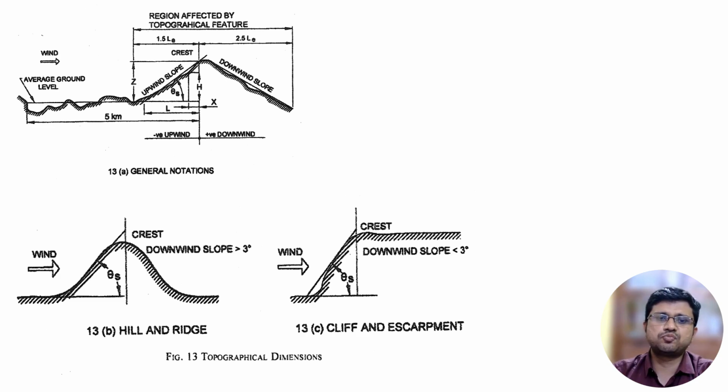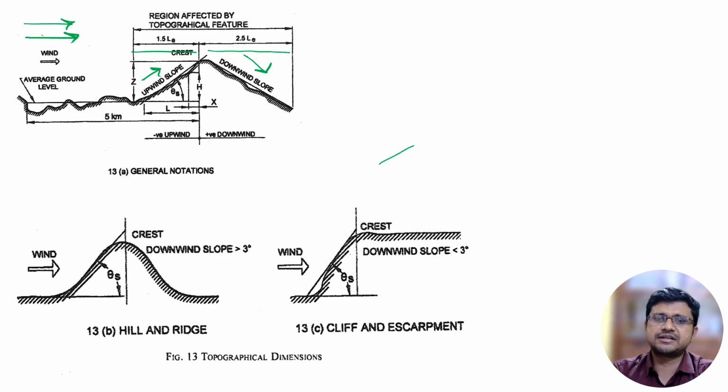So now again, if we look at this picture, here wind is coming from this direction. This is the direction of wind. This is the upwind slope and this is the downwind slope. So the region affected by the topographic feature will be 1.5 LE in the upwind direction and 2.5 LE in the downwind direction.